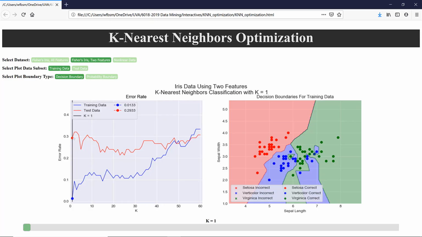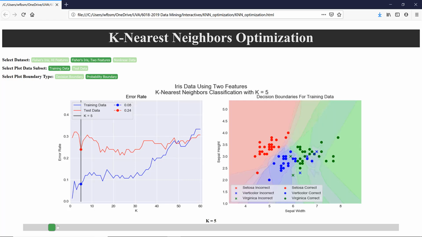On the left-hand side, we have a plot of the error rate for the test data, that's shown in red, and the error rate for the training data, that's shown in blue. And on the bottom, we have a slider where we can select different values for K and find the effect on these error rates. So looking at the different plot boundary types, this selects the probability boundary. And so as we pick K, you can see how this affects the probability distributions that are estimated from K nearest neighbors for different values of K.